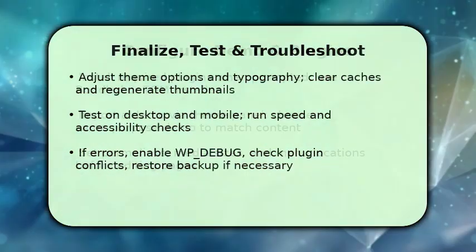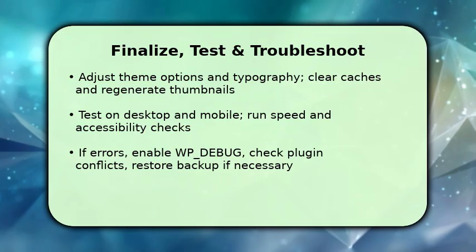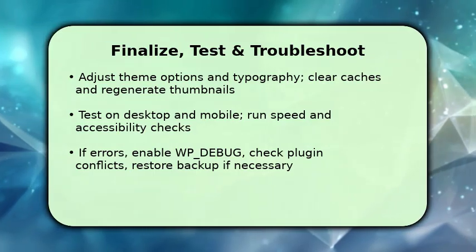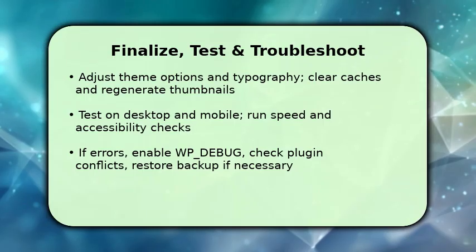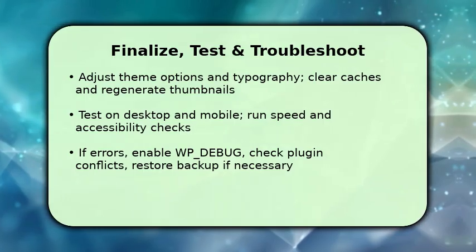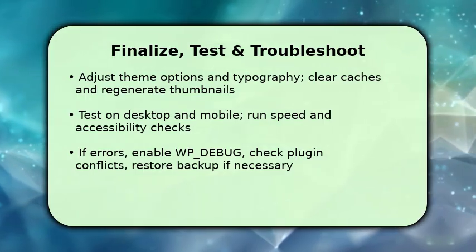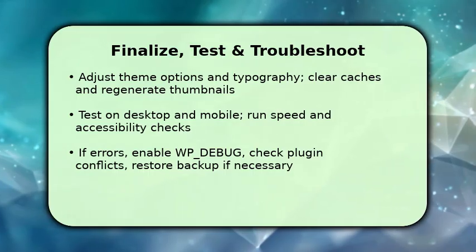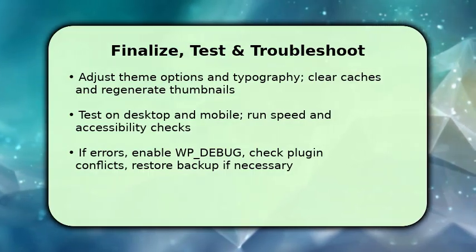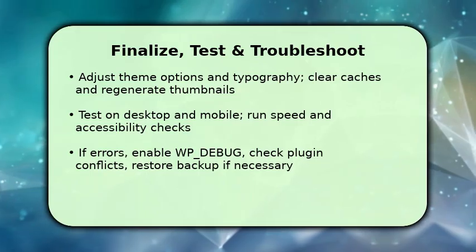You finish by customizing theme options, colors, and typography in the theme panel, then clear caches and regenerate thumbnails so images display properly. Next, test the site on desktop and mobile, run a speed audit, and confirm accessibility basics. These checks catch layout and performance issues.